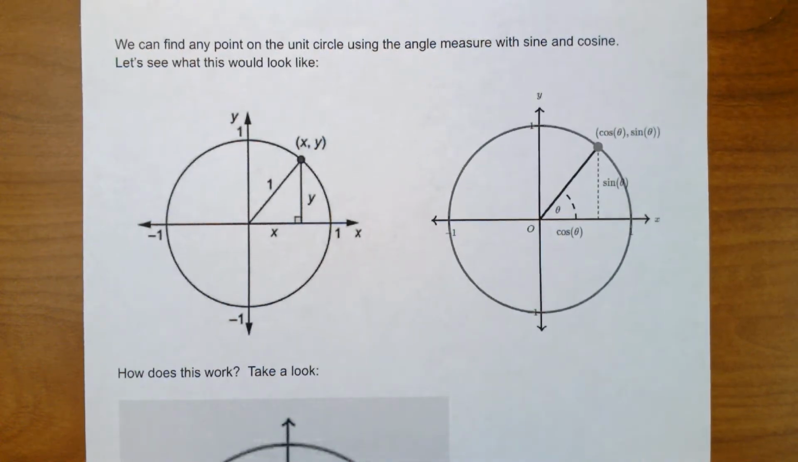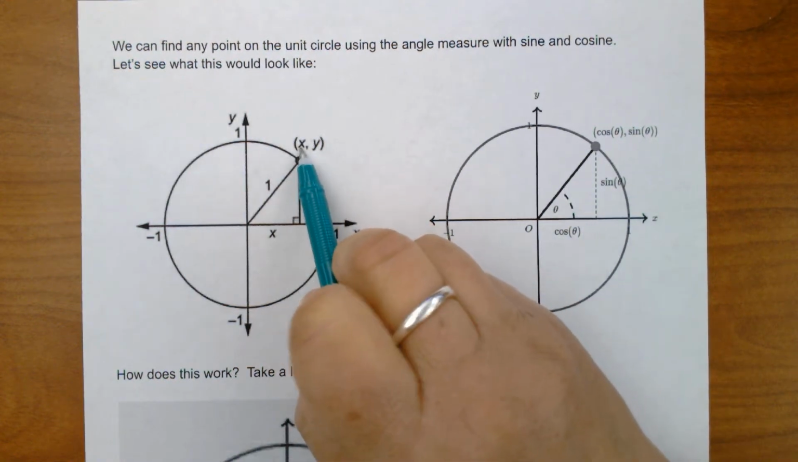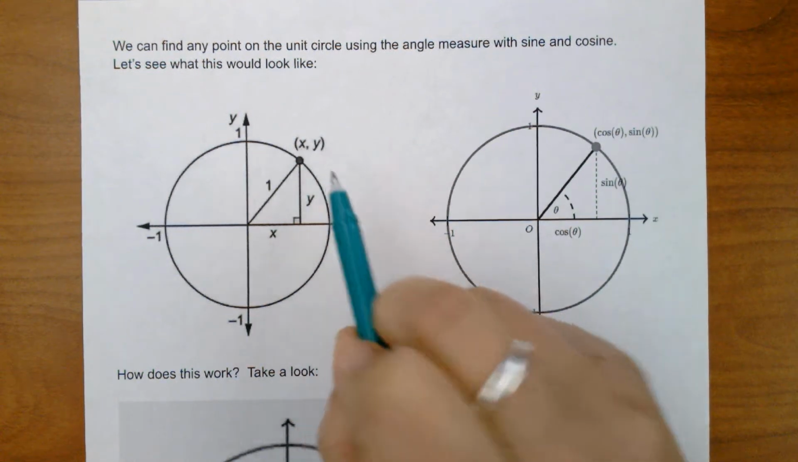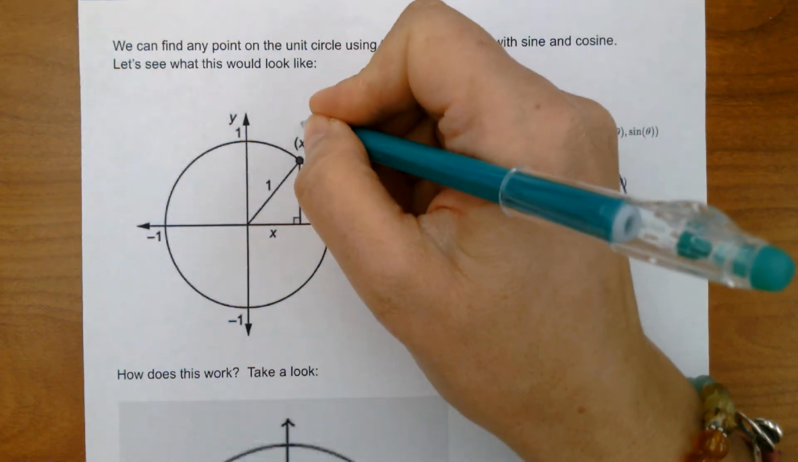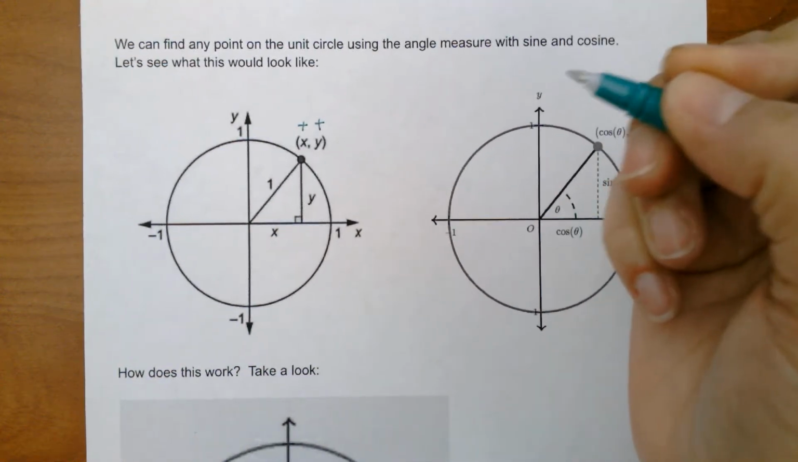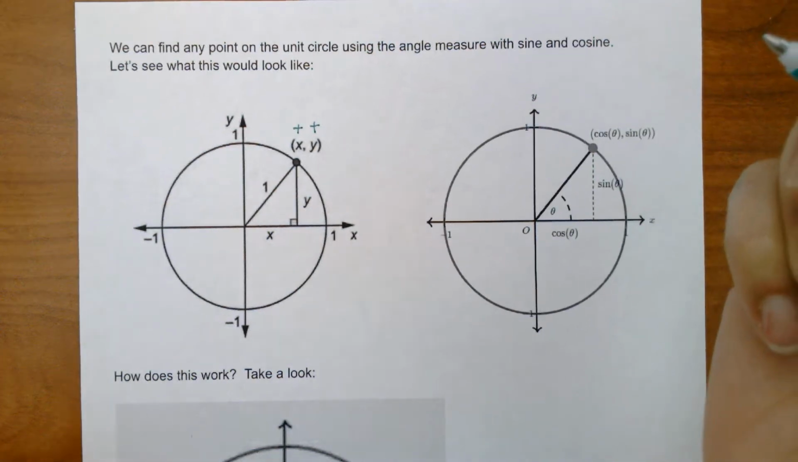We can find any point on the unit circle using the angle measure with sine and cosine. Let's see what that would look like. First, we need to understand that the first coordinate is x and this is y. And I would like you to understand where it's positive and where it's negative. So in quadrant 1, x is going to have a positive value and y is going to have a positive value. And this just goes back to when we were learning about linear functions and quadratic functions and graphing.